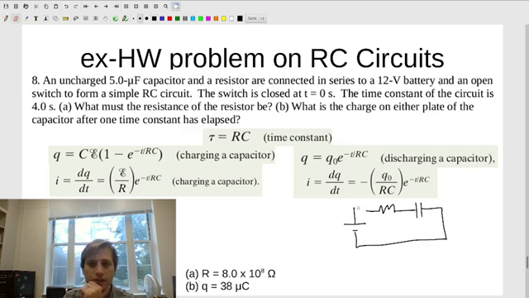And at the beginning it's uncharged. You have a break in the circuit, and then at time t equals 0, you take that switch and you close it. It says to us the time constant of the circuit is 4 seconds. So what does that mean? That means that R times C equals 4 seconds.